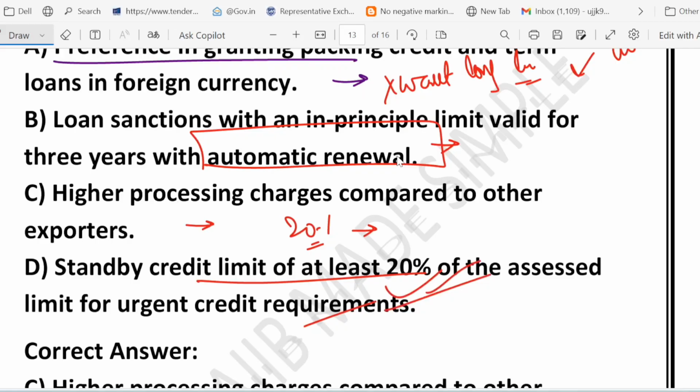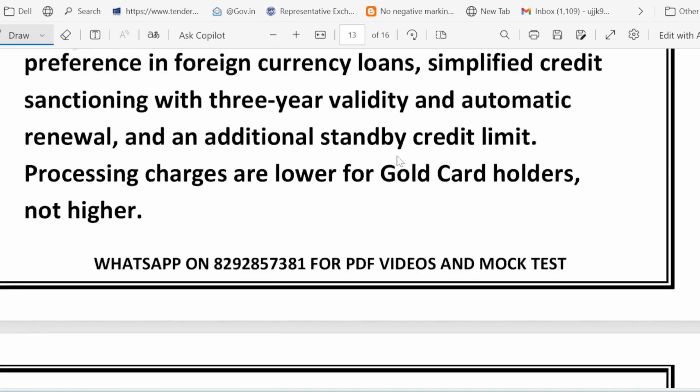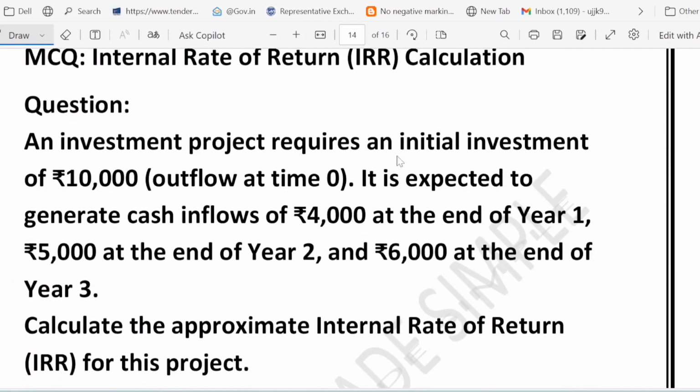Right. What is the second benefit? Loan sanction for 3 years. But here is the tricky part of the question. One option says higher processing charge. That is wrong. Now tell me, will a VIP pass holder ever be charged extra? Of course not. In fact, gold card exporters enjoy lower processing charges as compared to others. That's why option number C is the correct answer. So remember, gold card is like a VIP pass for exporters with a good track record. The benefit is that they get priority in loan, 3-year sanction with auto renewal, and a standby credit of 20%. Charges are lower, not higher. I hope that makes sense to you.